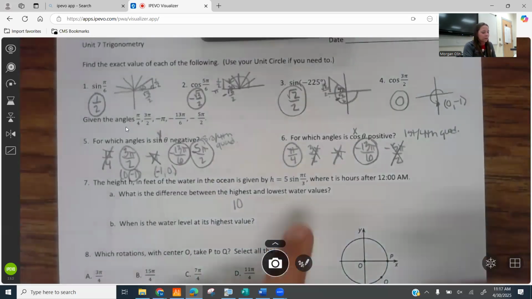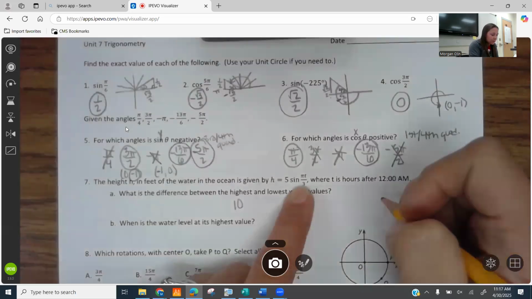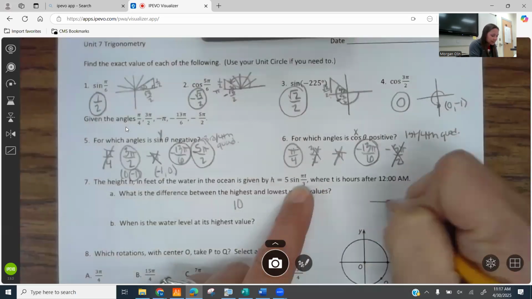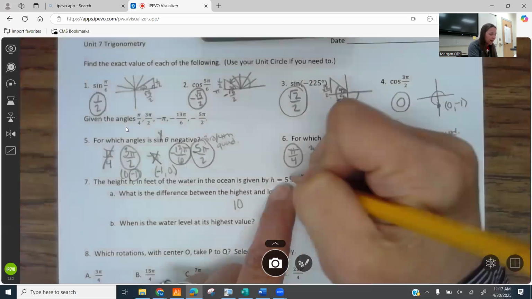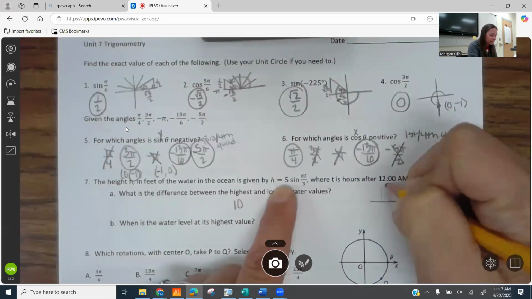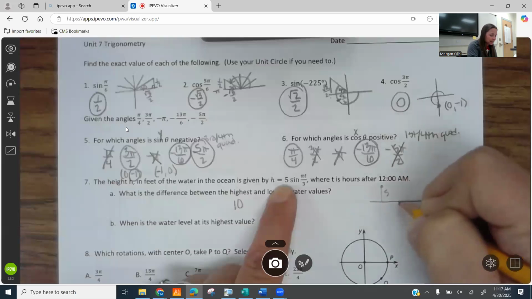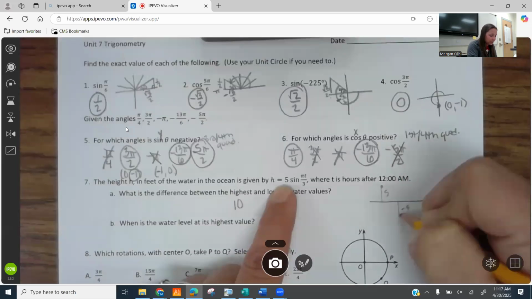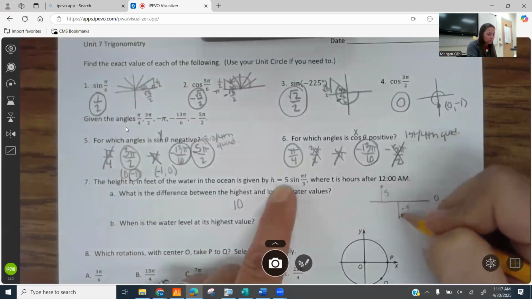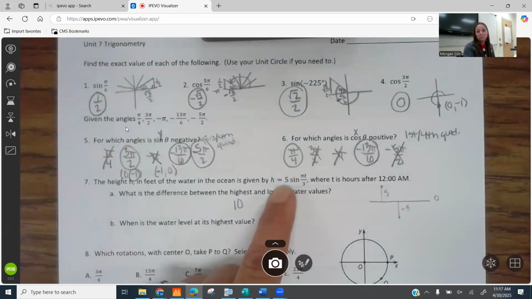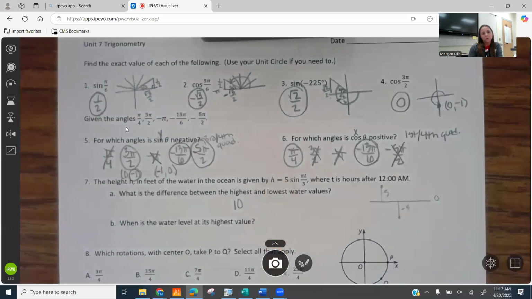Now, here's another way to figure that out. Well, what's your midline? Your midline, there's nothing else added, is at 0. So here, 5, that means I go up 5, and then I go down 5 to -5. And the total distance here is 10. So that's another way to do it.